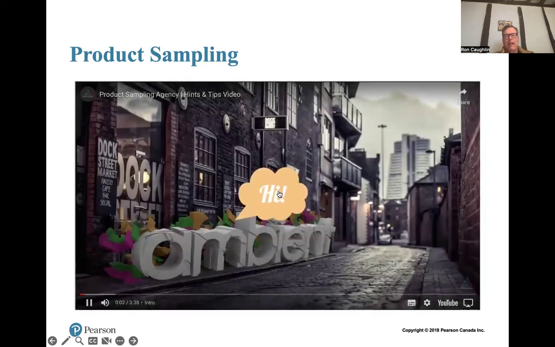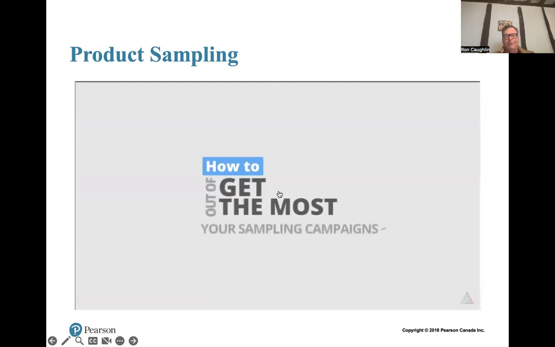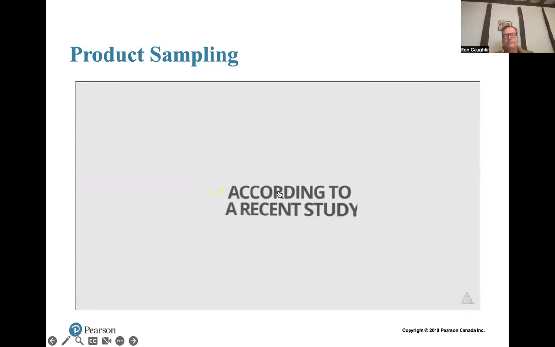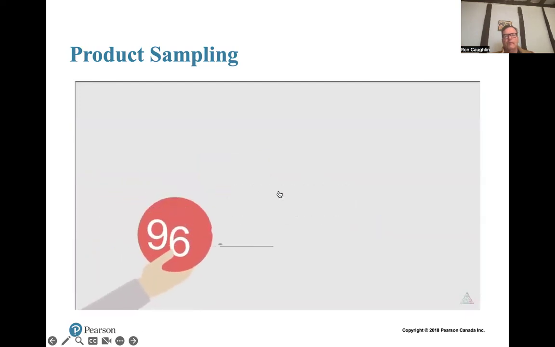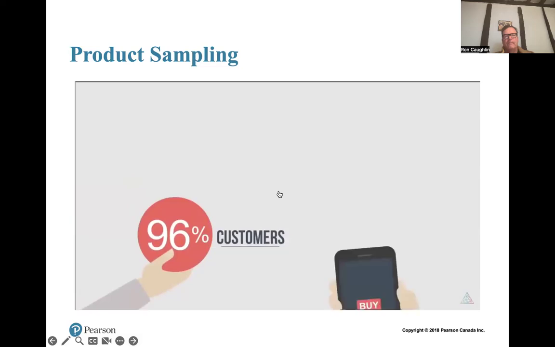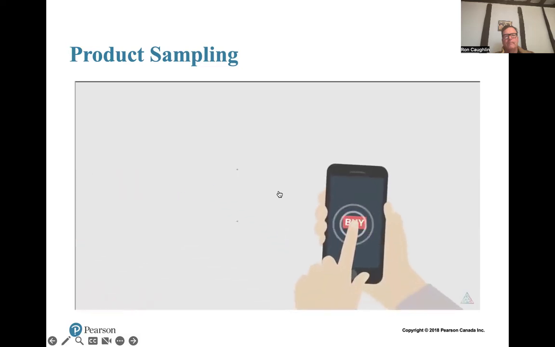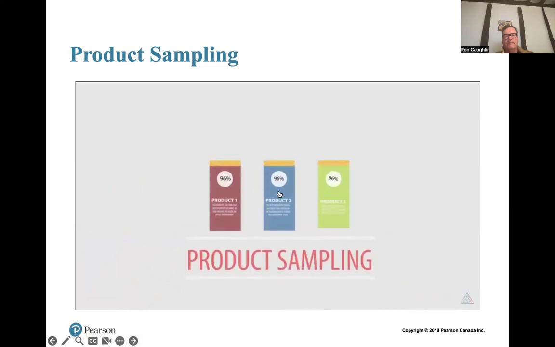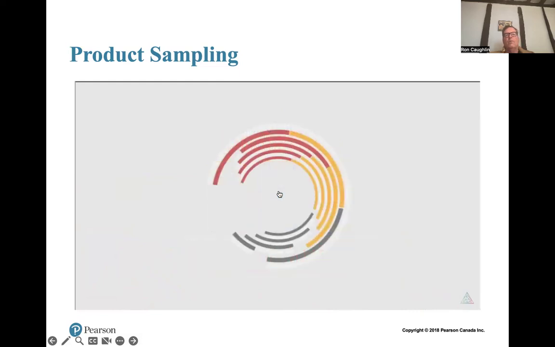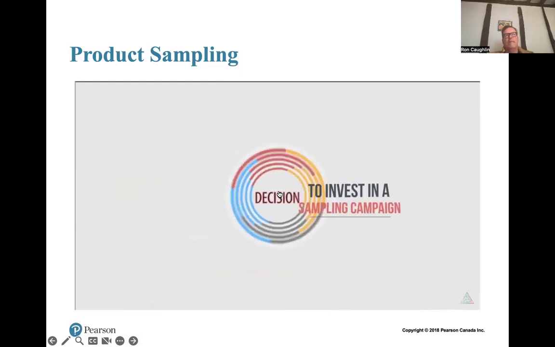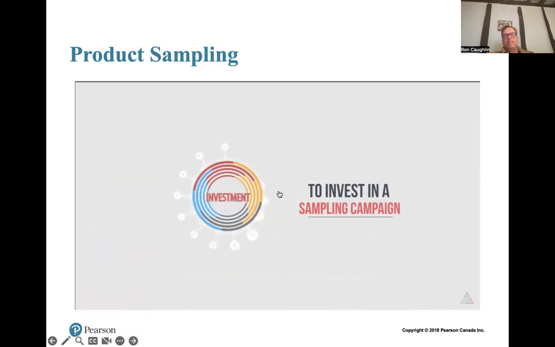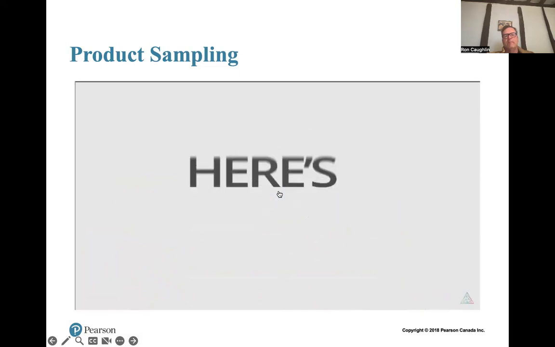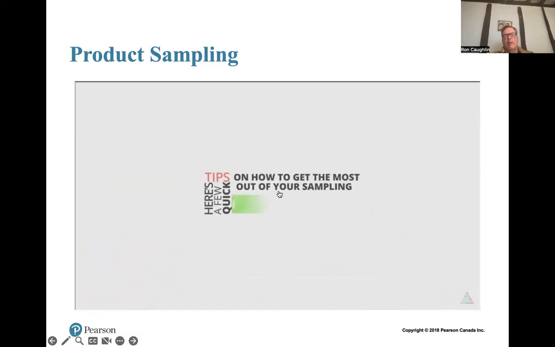Hi, we're Ambient. How to get the most out of your sampling campaigns. According to a recent study, 96% of customers who had an interest in a product said they were more likely to purchase as a result of trying or experiencing it. So it's no wonder that product sampling forms a critical component of many marketing plans. But once you've made the decision to invest in a sampling campaign, what can you do to make the most of your investment? So, here's a few quick tips on how to get the most out of your sampling campaigns.